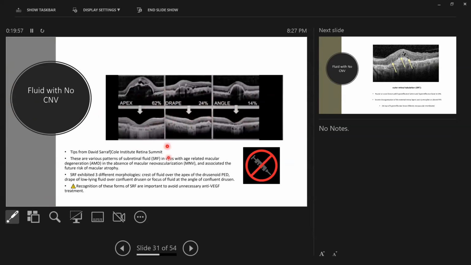Hopefully, in the upcoming courses, I will show you many cases like this, where we will not give any injection because there is no macular neovascularization. The rule for injection is, if there is a macular neovascularization, you have to inject, because we are targeting the neovascularization, not the RPE detachment alone.